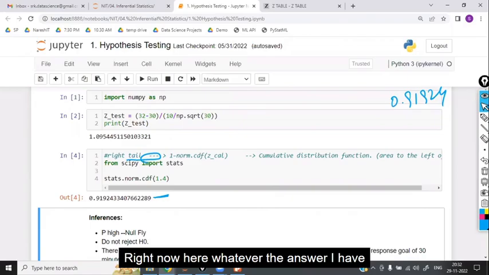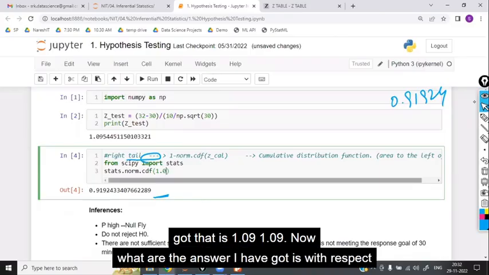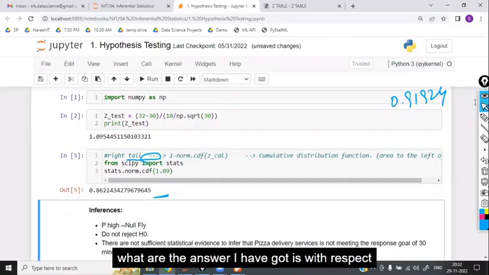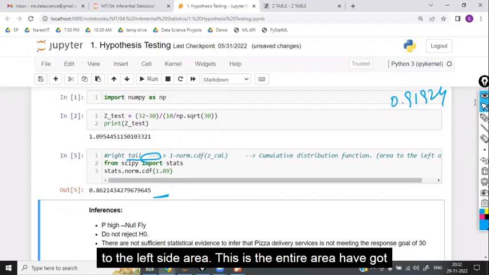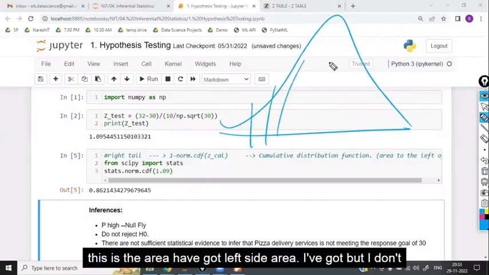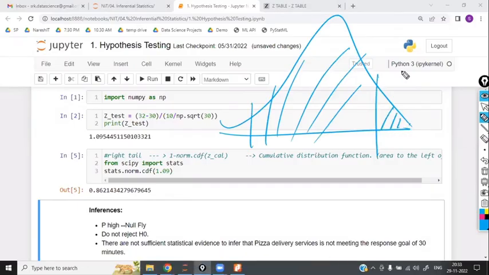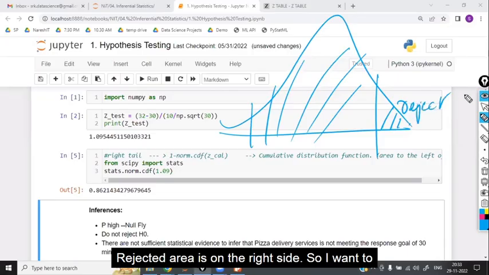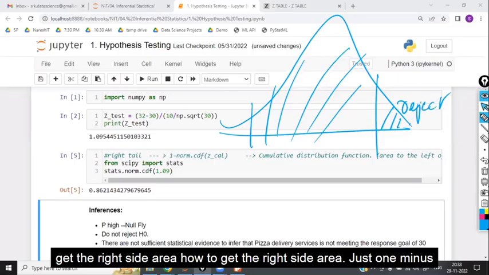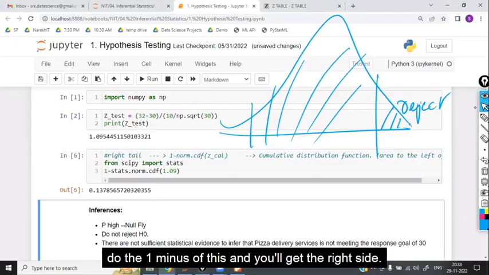Now, whatever the answer I have got, that is 1.09. Whatever answer I have got is with respect to the left side area. This is the entire area I have got. Left side area I have got. But I don't want the left side because rejection is on the right side. Rejected area is on the right side. So I want to get the right side area. How to get the right side area? Just do 1 minus this and you'll get the right side.